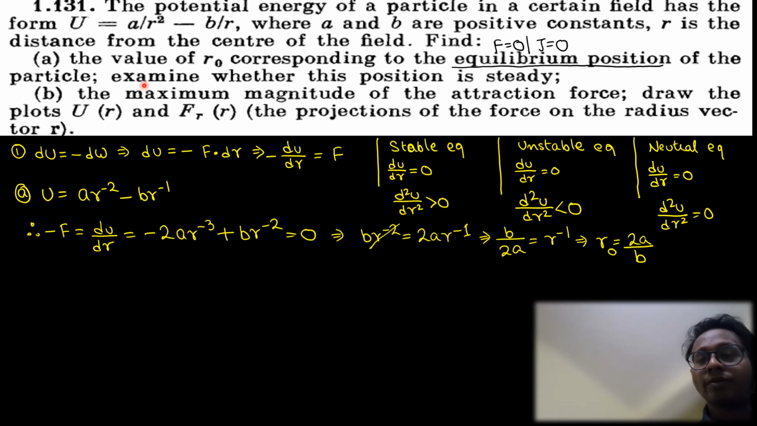Now the second part of the question: examine whether this position is steady. That means examine whether this position is in stable equilibrium.